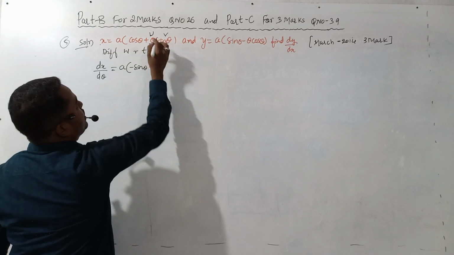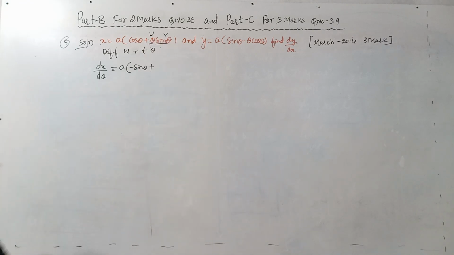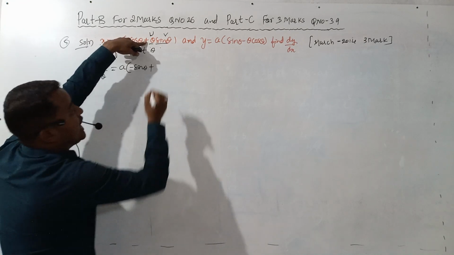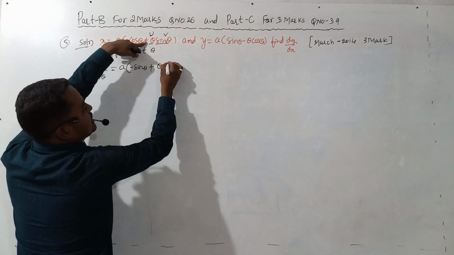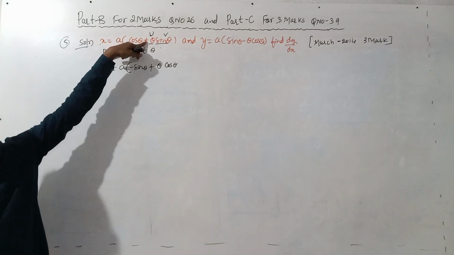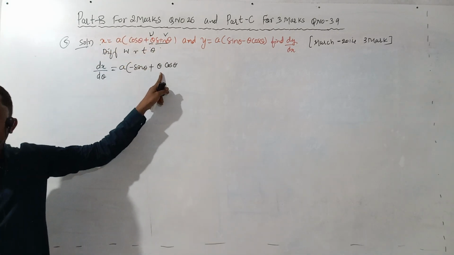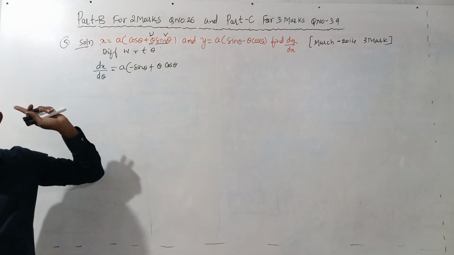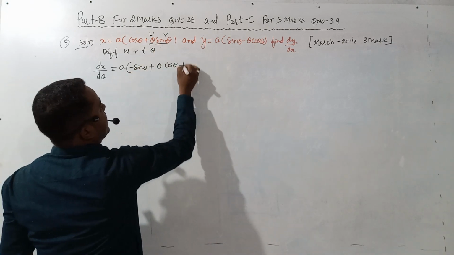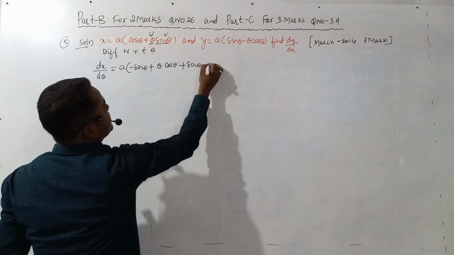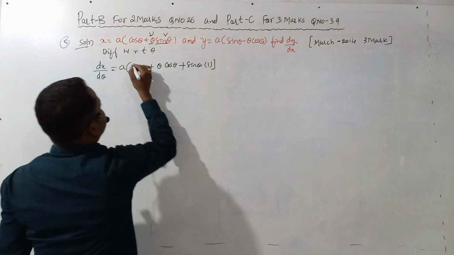Now it is in product form, u into v. u means theta here. According to the product rule, first function as it is, that is theta as it is, derivative of sin is cos theta. Plus sin theta as it is, derivative of theta with respect to theta is 1. So differentiation is over.